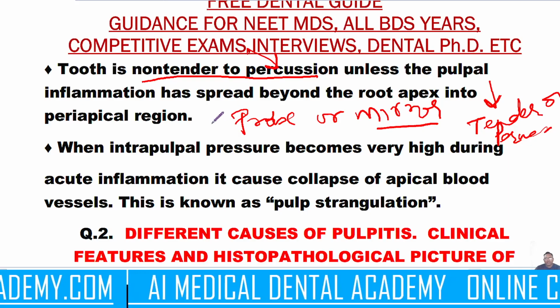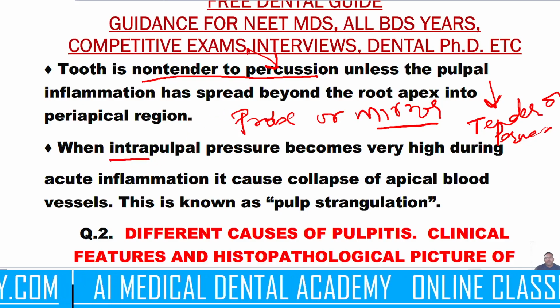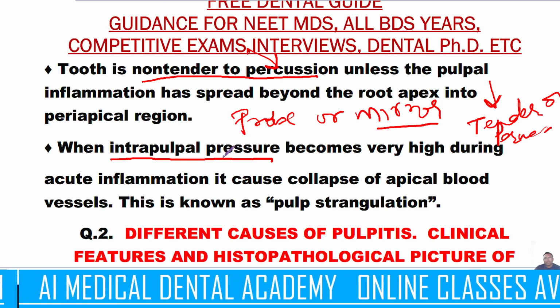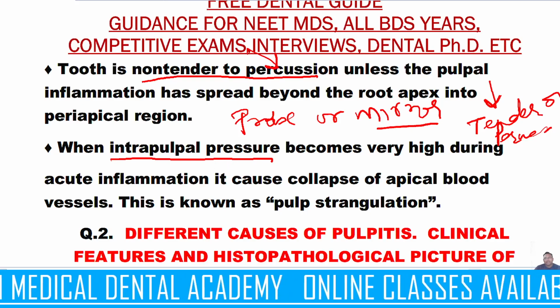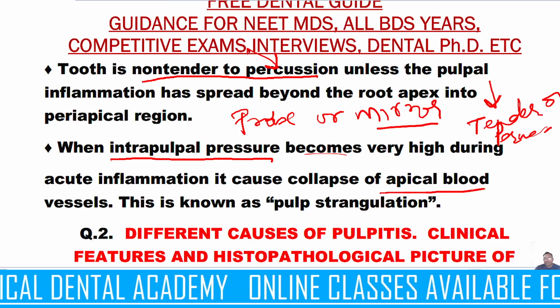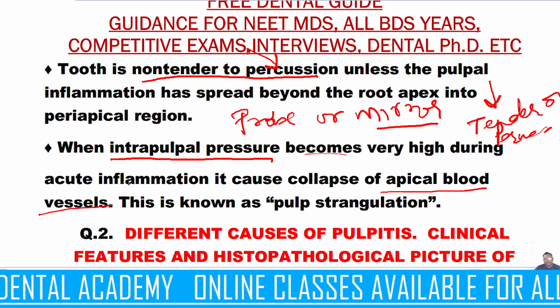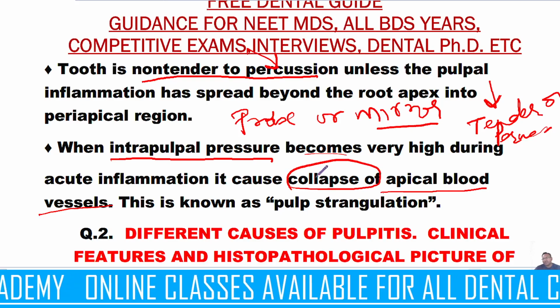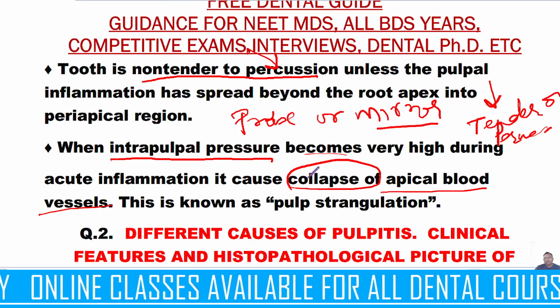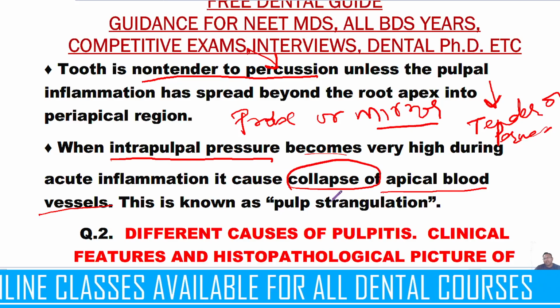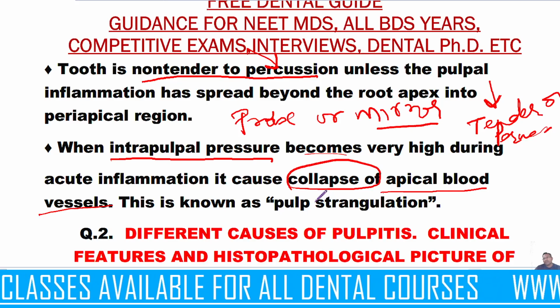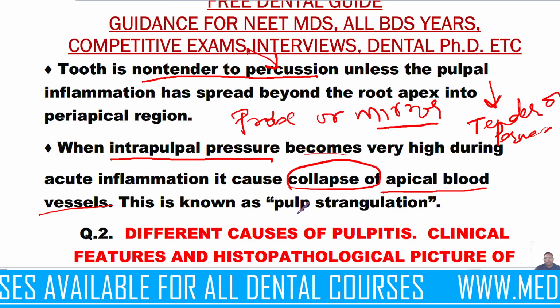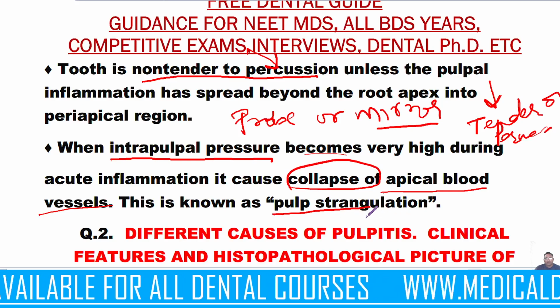Okay. Now intrapulpal pressure becomes very high. At this time, it causes apical blood vessels constriction and collapse. कनेक्टिव टिश्यू के अंदर प्रेशर बढ़ जाता है, तब ब्लड वेसल्स कोलैप्स हो जाएंगे, श्रिंक हो जाएंगे, उसको बोलते हैं पल्प स्ट्रैंगुलेशन.